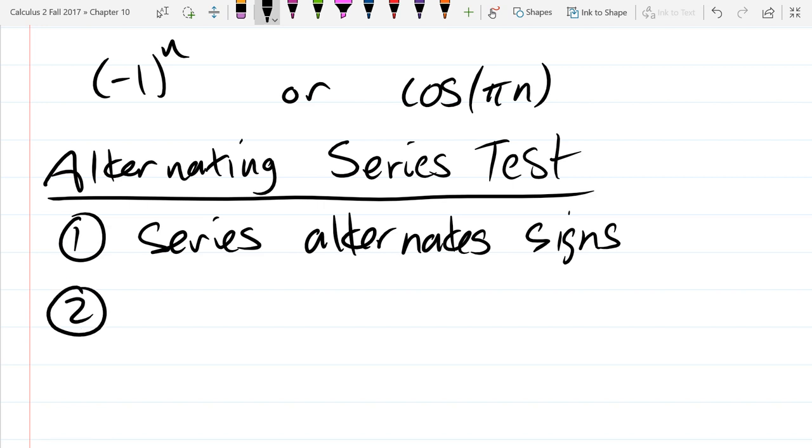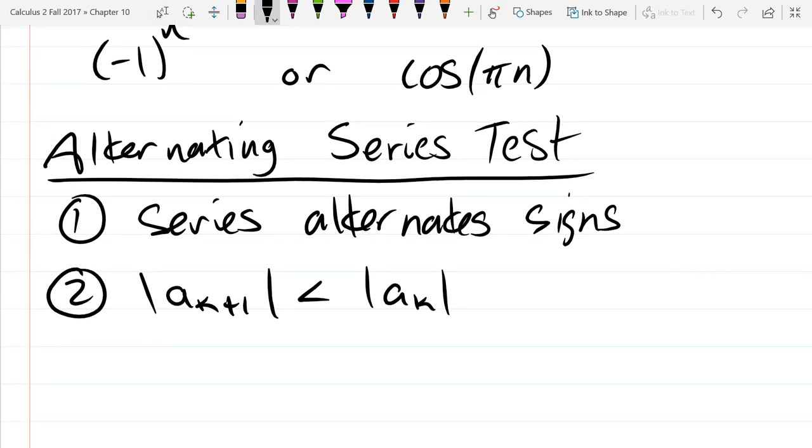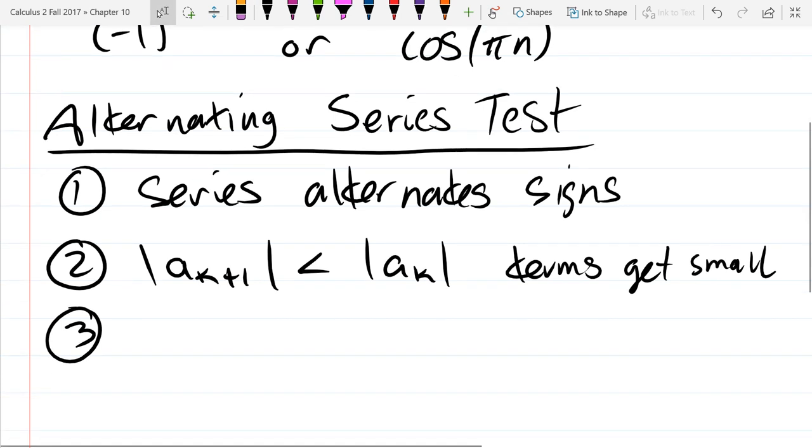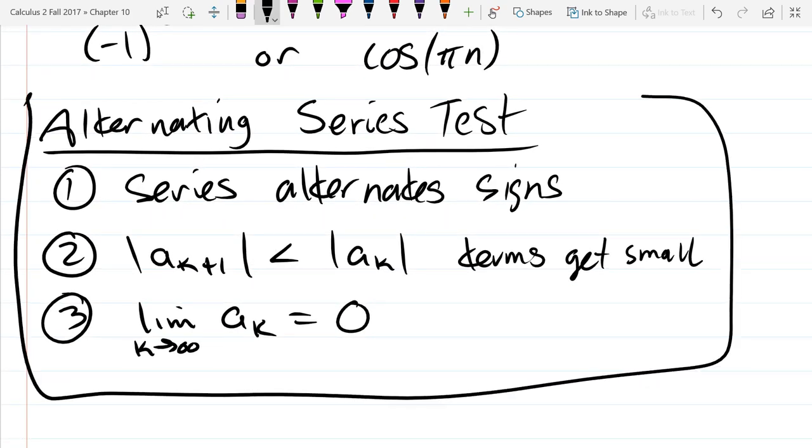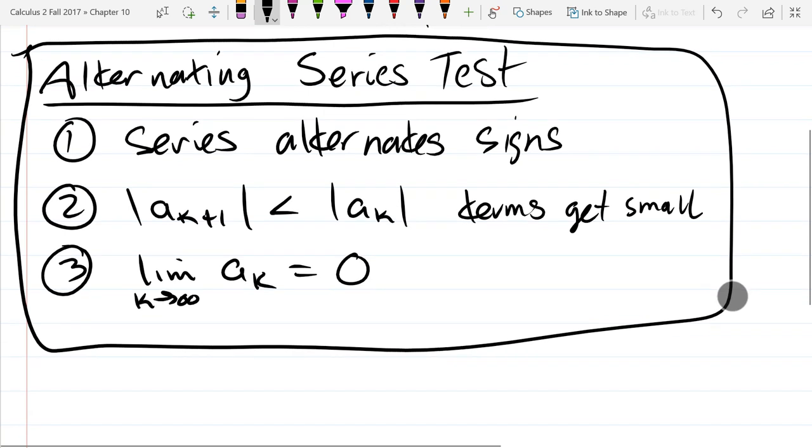The terms have to get small, which means the absolute value of a_(k+1) is less than the absolute value of a_k. And they not only have to get small, they have to get very small, meaning the limit as k approaches infinity of a_k needs to equal 0. This is what you need for the alternating series test. You're only going to use it if your series alternates. If it doesn't alternate, you can't use this test.